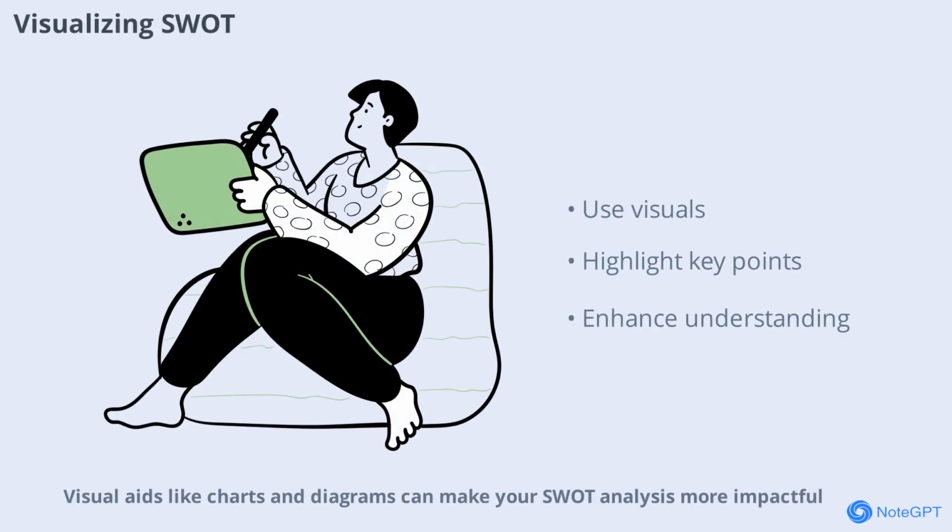Visual aids like charts and diagrams can make your SWOT analysis more impactful. Use color coding, icons, or infographics to highlight key points. A clear visual presentation helps everyone understand the analysis at a glance.